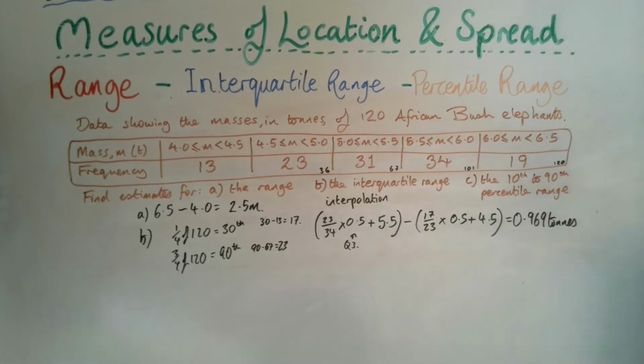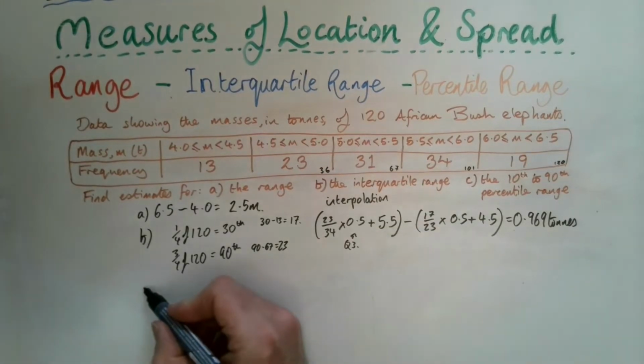Right, and then what's the next thing? The 10th to the 90th percentile range. Well, it's very, very similar.